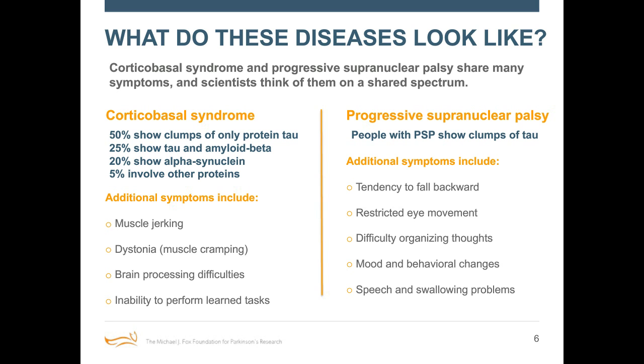And these two in particular, though, CBS and progressive supranuclear palsy, also share the same basic protein problem, right? They share the protein that clumps together, the protein tau. And does that mean then that they also share similar progression, similar symptomatic problems?